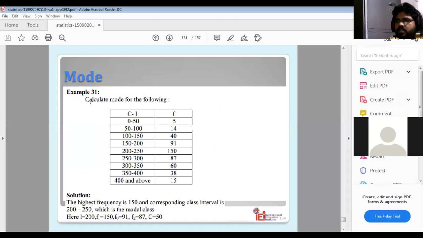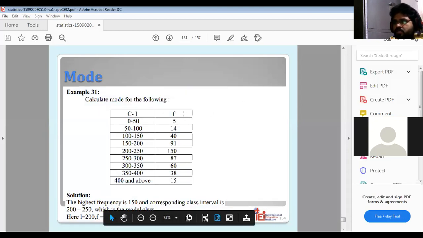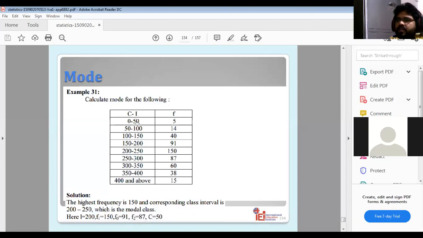If they ask you to calculate the mode for the following data, they will give the data like this. This is the class interval, CI, and F is nothing but the frequency distribution. So 0 to 50, 50 to 100, this is called a continuous series. If they give the data only as discrete values, they will mention 50, 100, 150 or 75 like that, and show how many frequencies there are. That is called a discrete series.